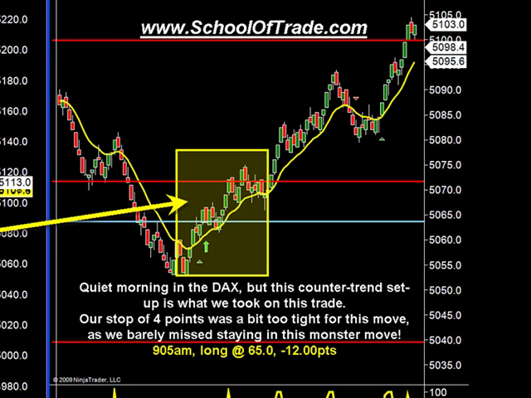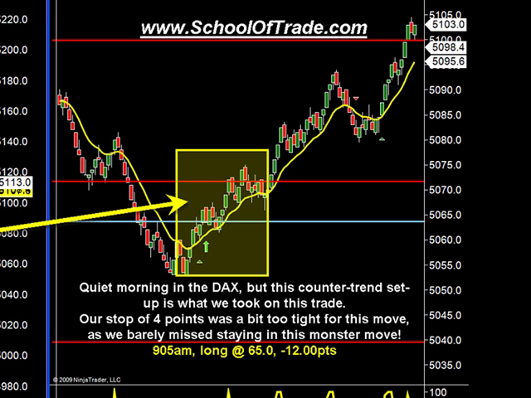We had a 4-point stop here in the DAX, and of course the reason I did that was because price action was a little bit slow, and I really didn't want to take any unneeded risk. So I marked my lower low and moved my stop 2 ticks below that lower low, which was a 4-point stop. So the decision was the right decision. The trade was the right trade, but it just didn't work out for us.